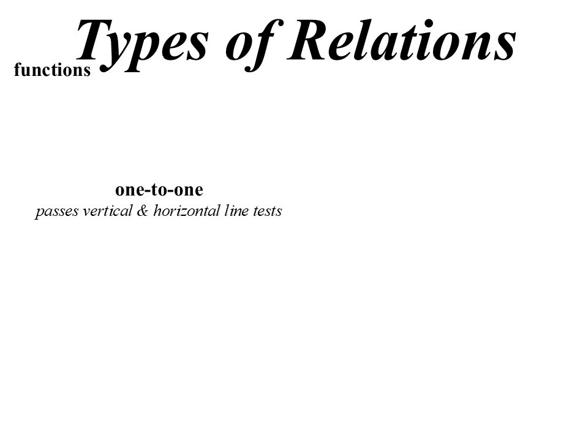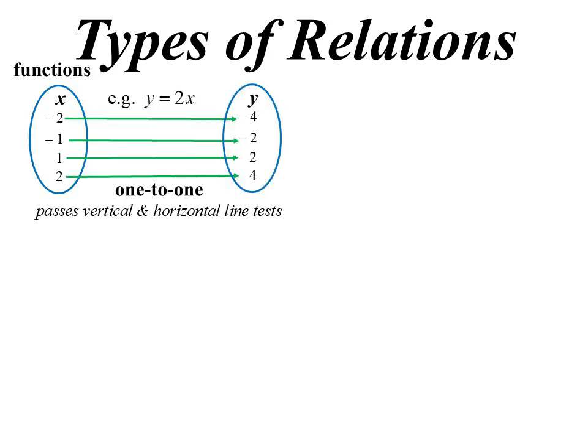So we talked about a vertical line test for if it is a function, but these one-to-one functions would also satisfy a horizontal line test. In other words, it's one-to-one. One x value goes to one y value.